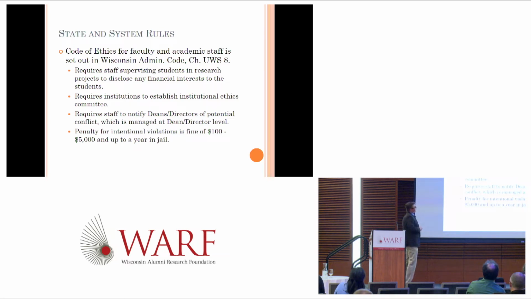The other things that the ethics rules require are that when staff are supervising students in research projects, they should disclose any financial interest to the students. So if you've got somebody working on your science, and maybe there's an outside company that you're a part of that's funding that science, the student should know that. It requires the university to establish an institutional ethics committee. It requires staff to notify deans or directors of potential conflict, which is managed at the dean or director level. So we'll talk more about conflict of interest in a bit.